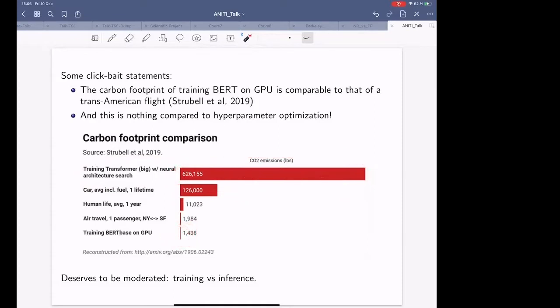As I said, these are rather clickbait statements, because this deserves to be moderated: this is for training. Once you're happy with one architecture, you tend to just use the same one for inference, which is much less costly. But okay, this is the easy thing to say.